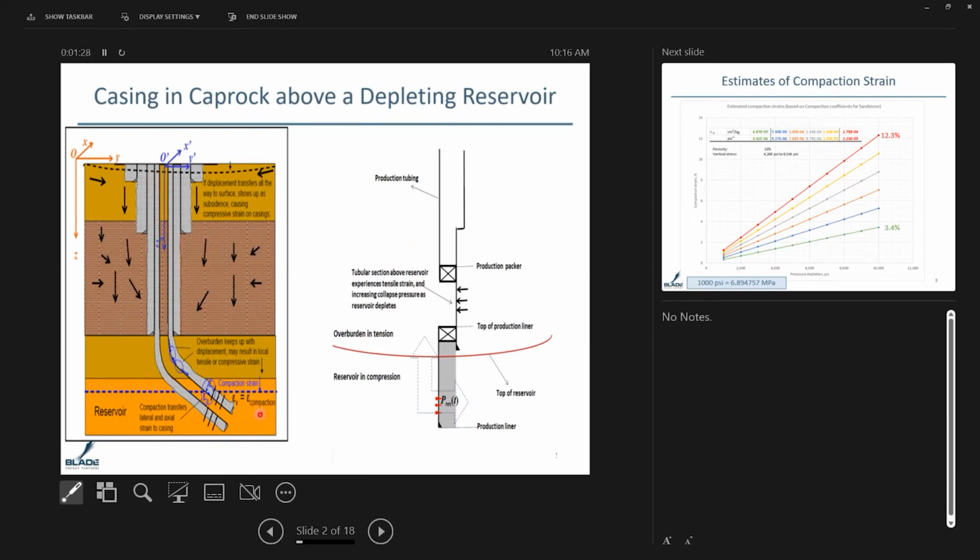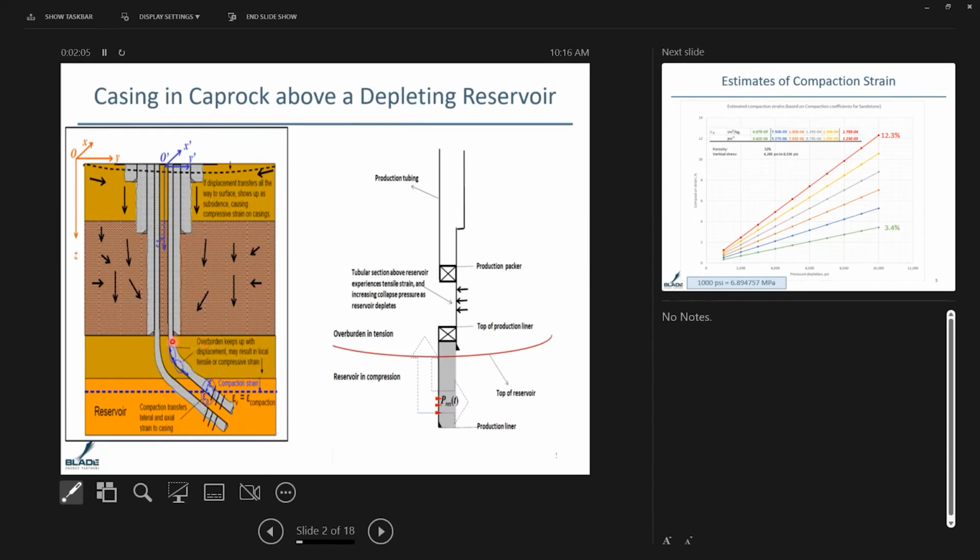And when the hydrocarbons are continuously extracted, the in situ pressure, the pore pressure, reduces. And because of the weight of the overlying lithological strata, the reservoir begins to compact. And as you all know, there is an impermeable cap rock over the reservoir, which is responsible for the storage of the hydrocarbons itself. And as the reservoir compacts, the overburden has to keep up because of displacement compatibility, and this goes into tension.